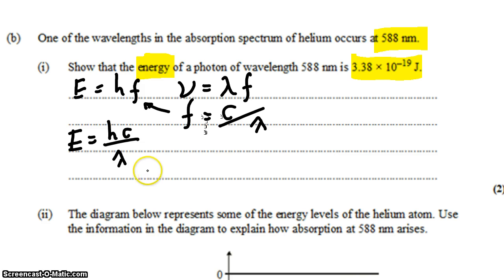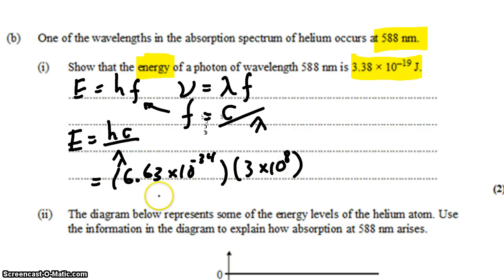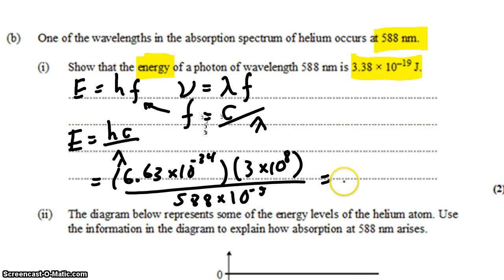Okay, so this we can solve. Planck's constant is in the data booklet, 6.63 times 10 to the negative 34. The speed of light is also in the data booklet, 3 times 10 to the 8th meters per second, and we'll divide all of that by the wavelength. 588 nanometers is going to be 10 to the minus 9. All right, we'll put that in our calculator, and we do get 3.38 times 10 to the negative 19 joules.